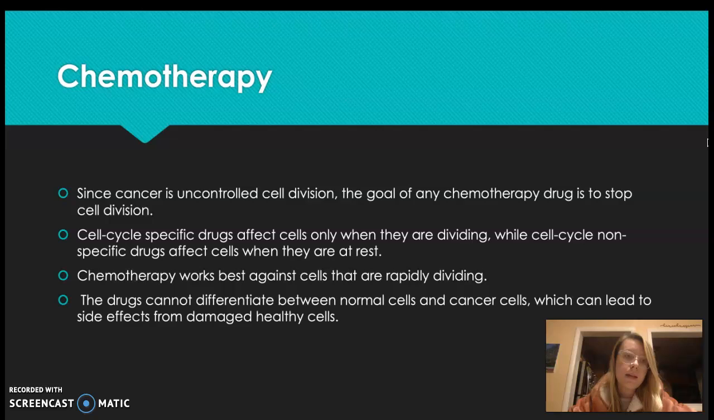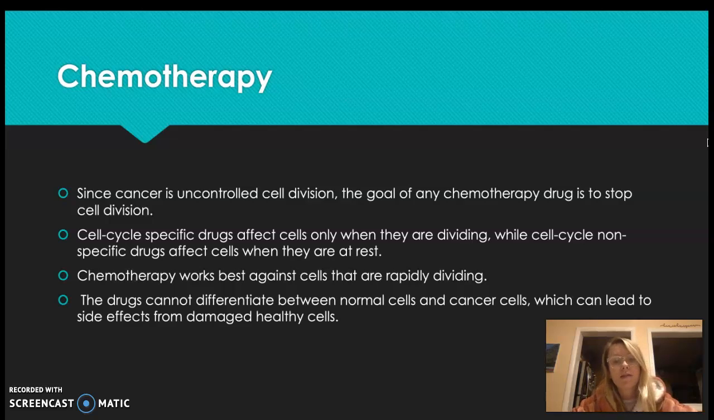In chemotherapy, since cancer is just uncontrolled cell division, the goal of any chemotherapy drug is to stop cell division. Cell cycle specific drugs affect cells only when they're dividing, while cell cycle non-specific drugs affect cells while they are at rest.